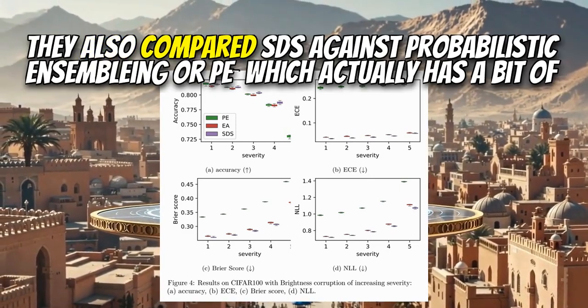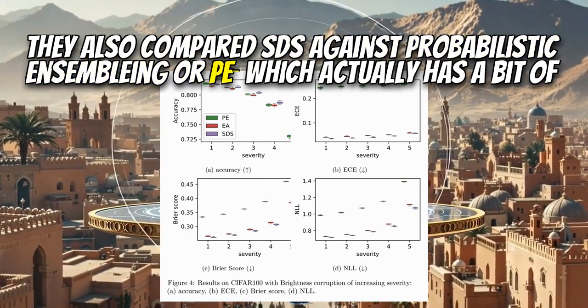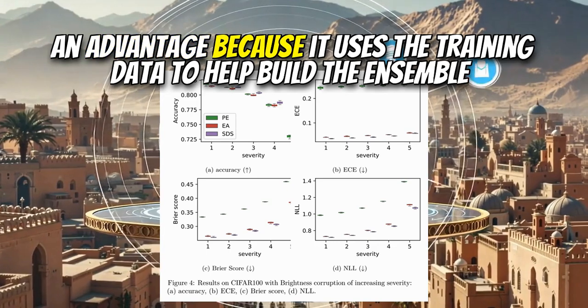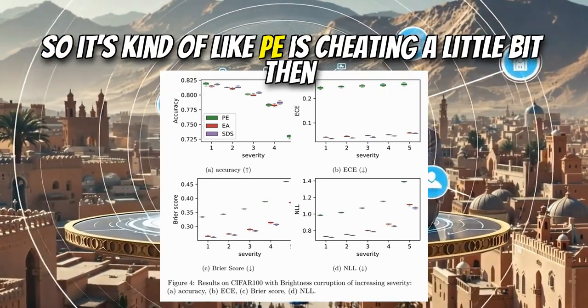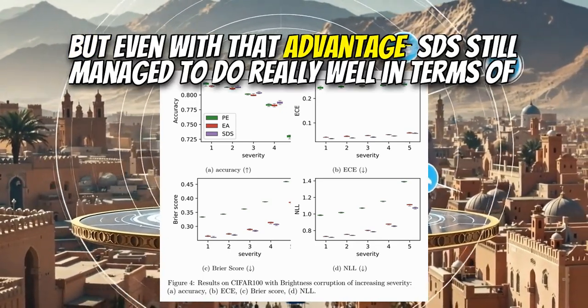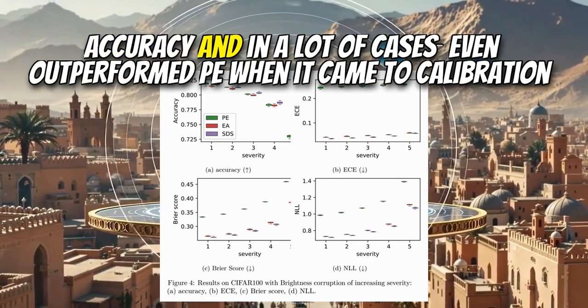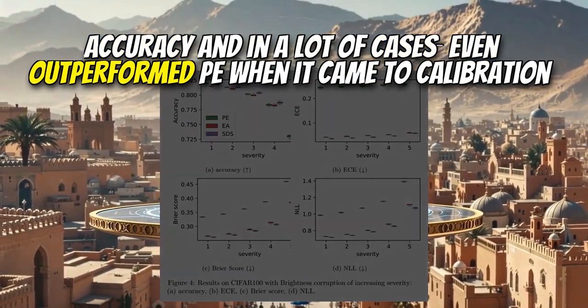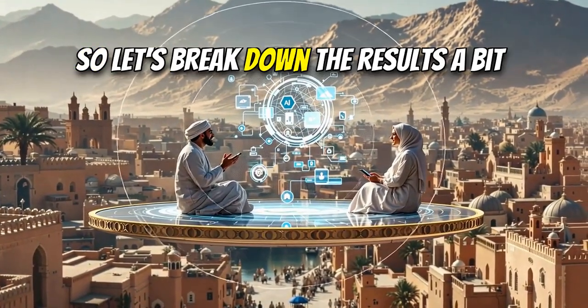Exactly. They also compared SDS against probabilistic ensembling, or PE, which actually has a bit of an advantage because it uses the training data to help build the ensemble. So it's kind of like PE is cheating a little bit then. Yeah, you could say that. But even with that advantage, SDS still managed to do really well in terms of accuracy and, in a lot of cases, even outperformed PE when it came to calibration.